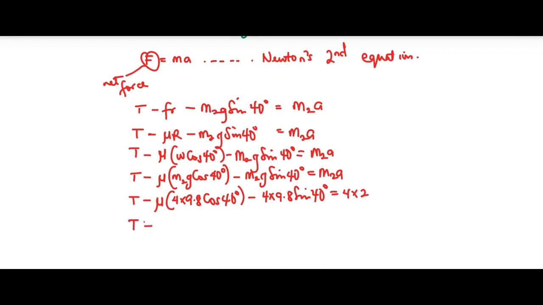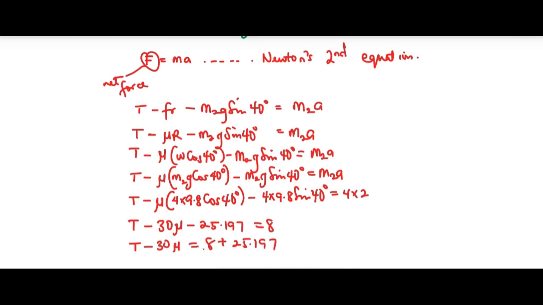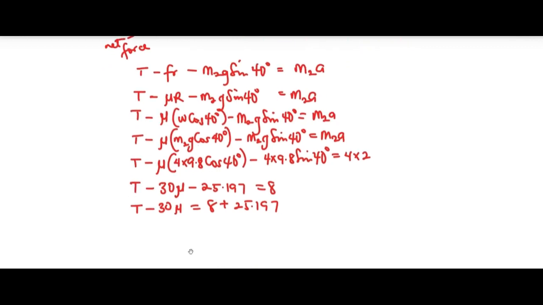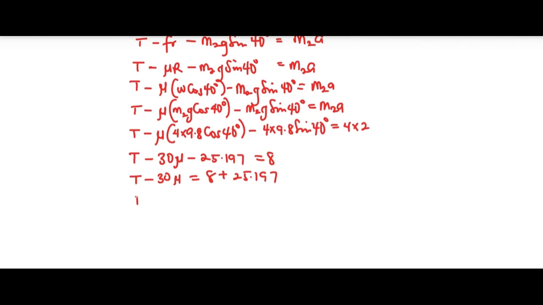So T minus 30 mu minus 25.197 equals 8. So I have T minus 30 mu equals 8 plus 25.197. The whole of this gives me T minus 30 mu equals 33.197. This makes my equation 1.